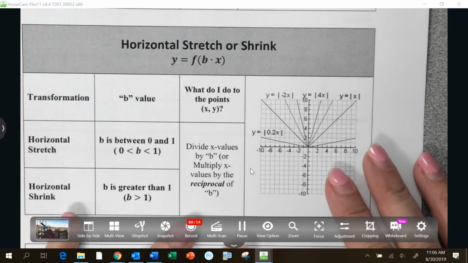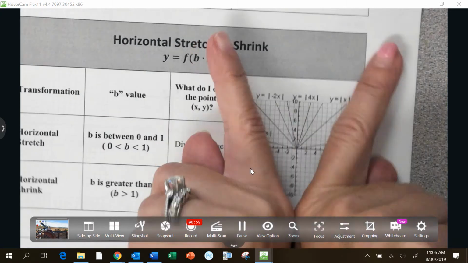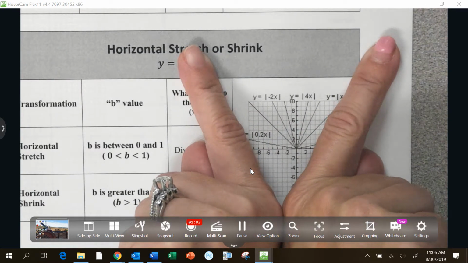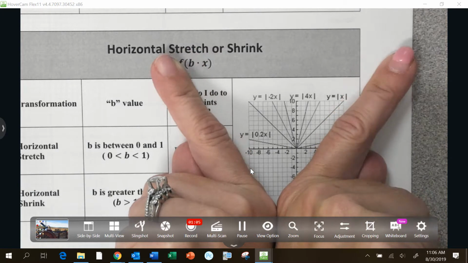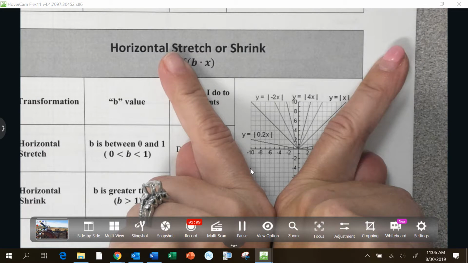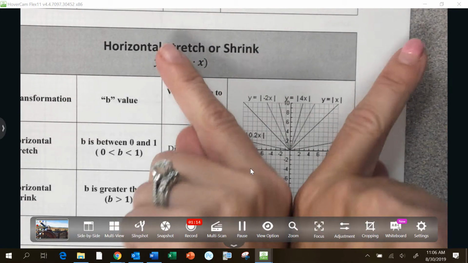Horizontal stretch or shrink is kind of the same concept, except we're going horizontal. So if I take my absolute value here and I want to horizontally stretch it, my fingers are going to go out. Or horizontally shrink it, they're going to go closer together because we're thinking left to right, shrinking.